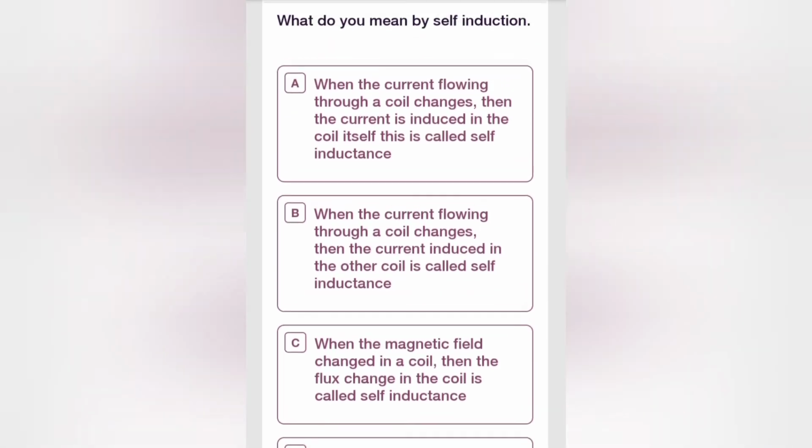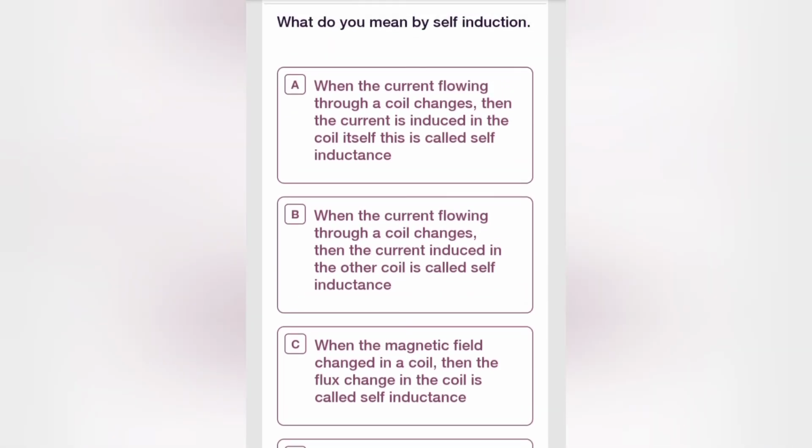None of the above. See, what is meant by self-induction is whenever the current flowing in the coil changes, then EMF will be induced in the coil. That means there will be a change in the flux linking with the coil. So EMF will be induced in the same coil. That is called self-induction. So option A is the correct answer.